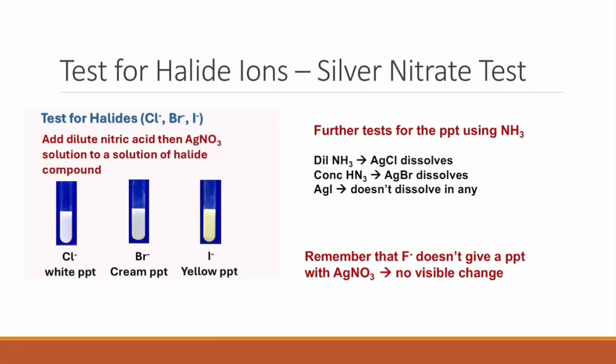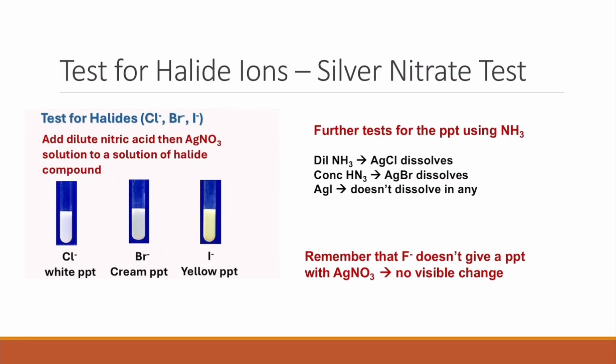How to test for the halides? To test for the halide ions, we have the silver nitrate test. So first of all, you need to add dilute nitric acid and then add silver nitrate. Why do we need to add a dilute acid first? Because we need to exclude the presence of any carbonate in the solution. If there is any carbonate with silver nitrate, it will give a precipitate of silver carbonate. So we need to exclude the presence of carbonate, so you add dilute acid first.